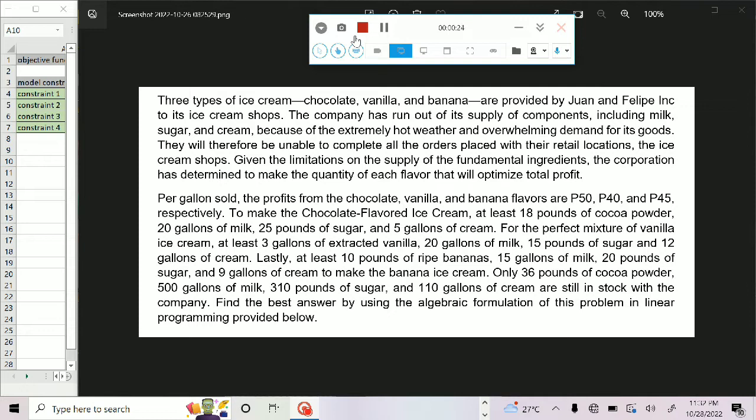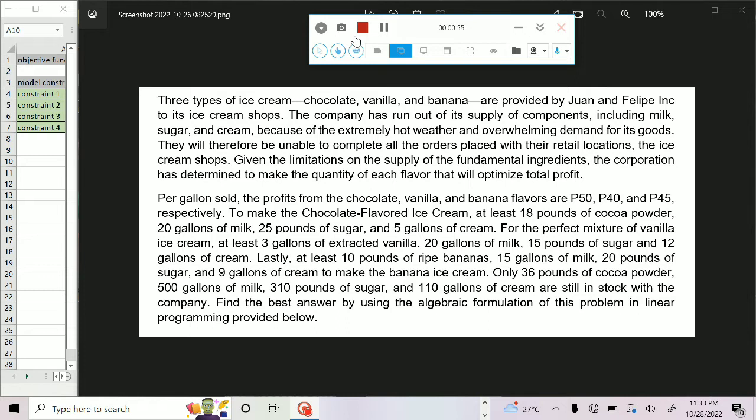The company has run out of its supplies of components including milk, sugar, and cream because of the extremely hot weather and overwhelming demand for its goods. They will therefore be unable to complete all the orders placed with their retail locations, the ice cream shops. Given the limitations on the supply of the fundamental ingredients, the corporation has determined to make the quantity for each flavor that will optimize total profit.